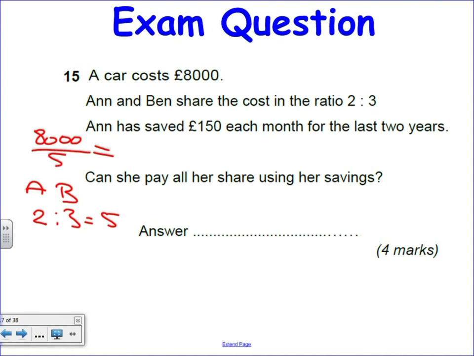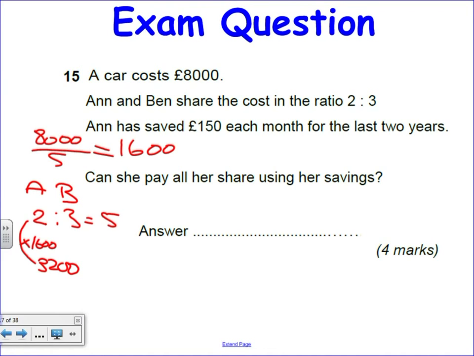So this is going back to week 1 where we did long divisions, and it is £1,600 per part. So to work out how much Anne has got, I've got to multiply 1,600 by 2 to get £3,200. Don't care what Ben's got. Good. So she needs 3,200.